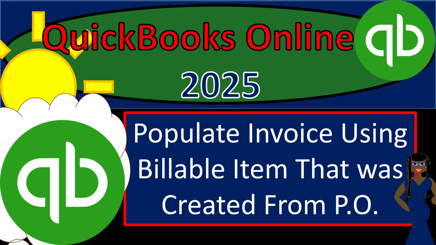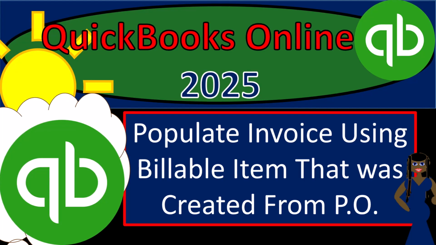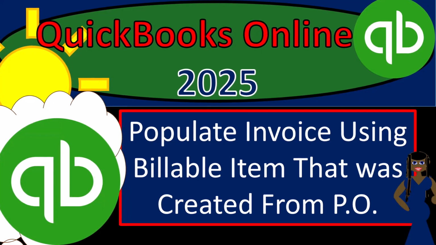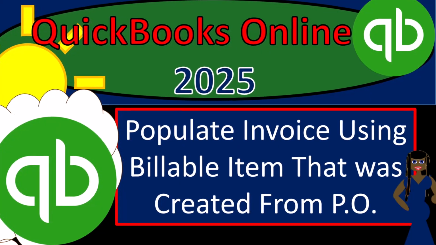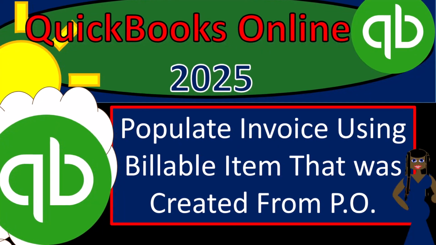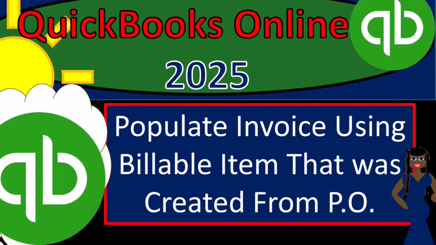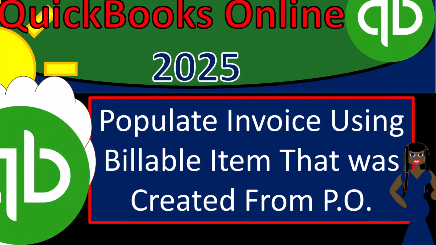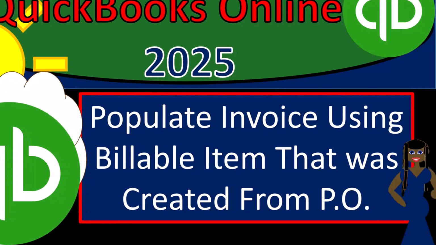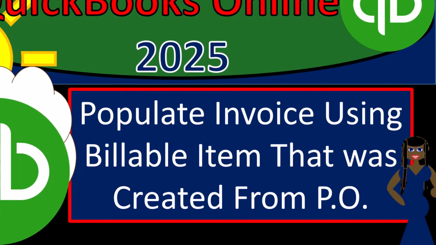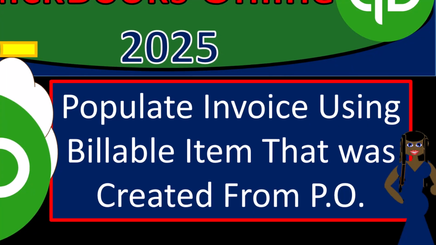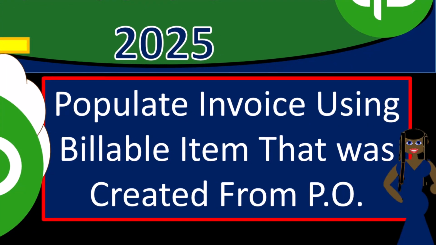QuickBooks Online 2025. We're going to create and populate an invoice form for a sale made on account, populating that invoice form from a bill form using the billable item functionality, which is the thing that's going to pull it into the invoice. The bill form having been created from a purchase order, otherwise known as a PO form, the form used to request inventory from a vendor.